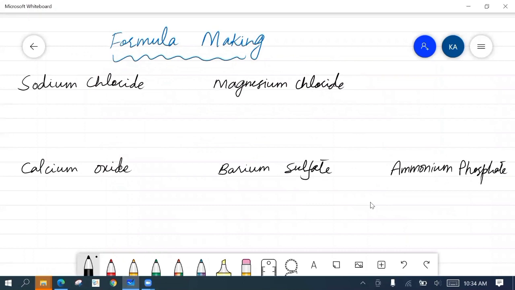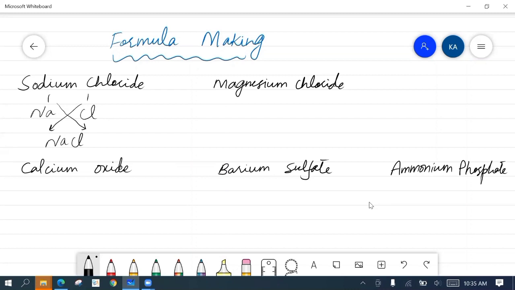So let's make the formula of ionic compounds. For example, the first is sodium chloride. It's an ionic compound, and sodium's symbol is Na, and as Na belongs to group number 1, its valency is 1. And chlorine belongs to group number 7, so its valency is also 1. So 1 and 1 are the valencies of sodium and chlorine. These are already simplified numbers, so bring them down in the cross form. So we get the formula NaCl.